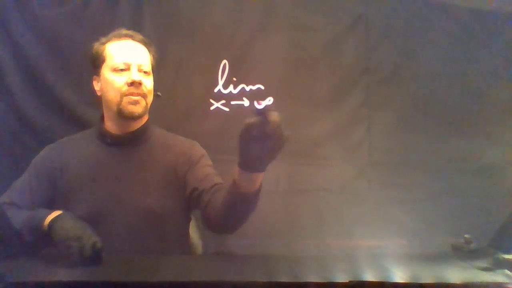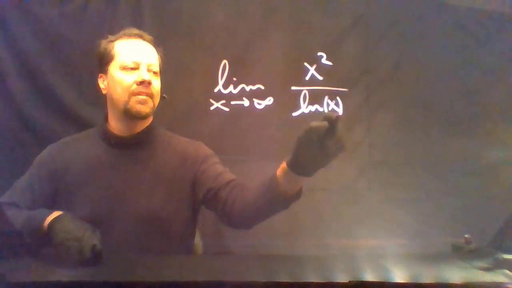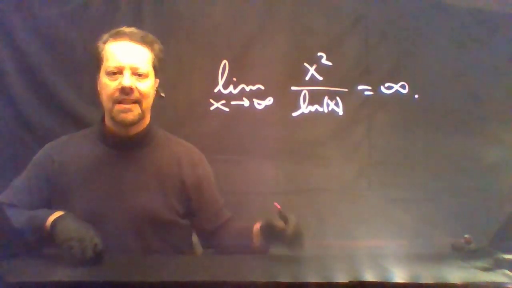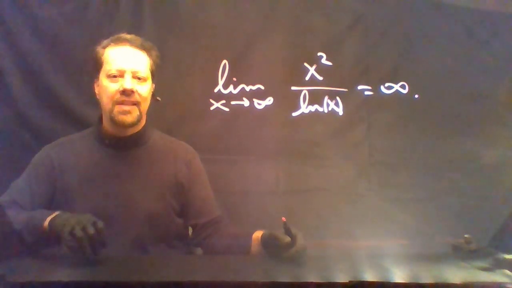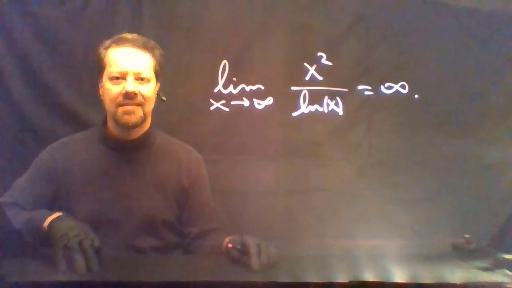Note that if we had written the limit as x goes to infinity of x squared over ln of x, we would have found that the limit is equal to infinity. That just says the top wins the race to infinity, and again, x squared wins.